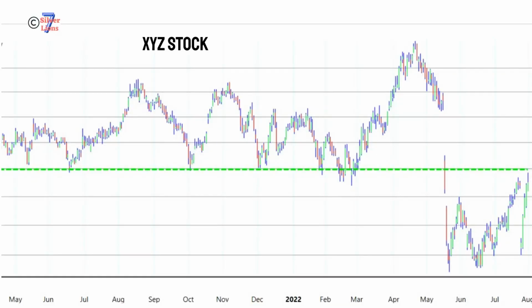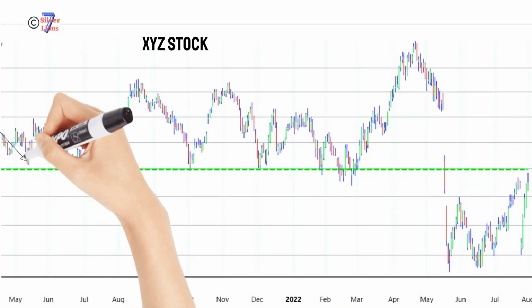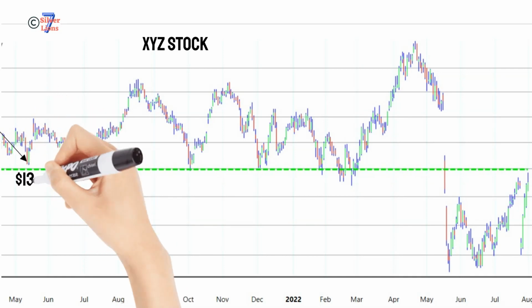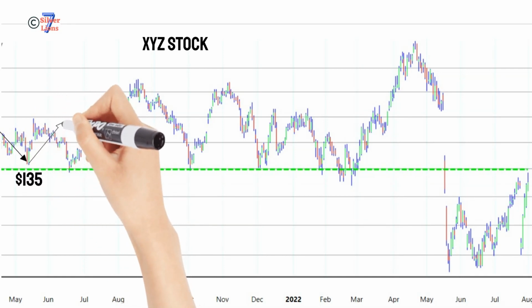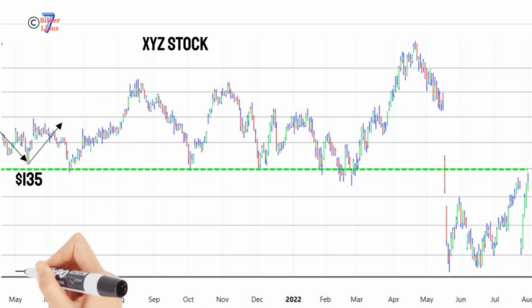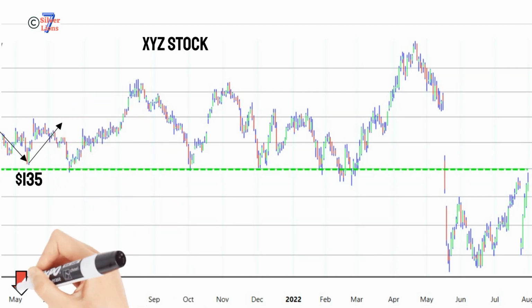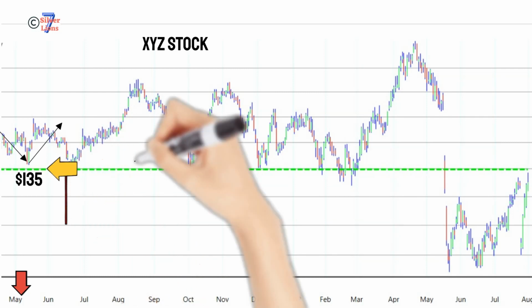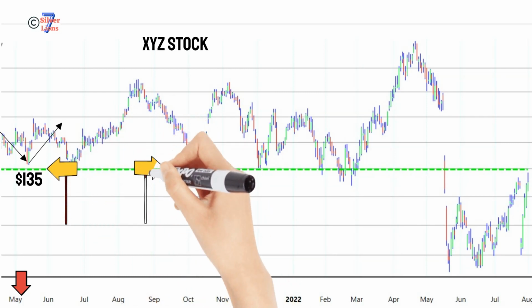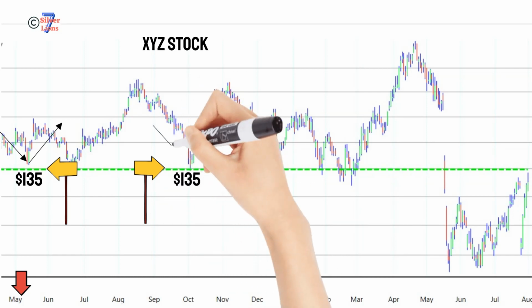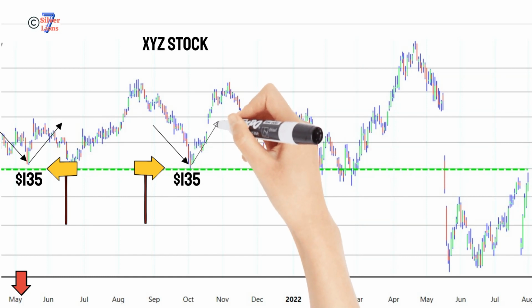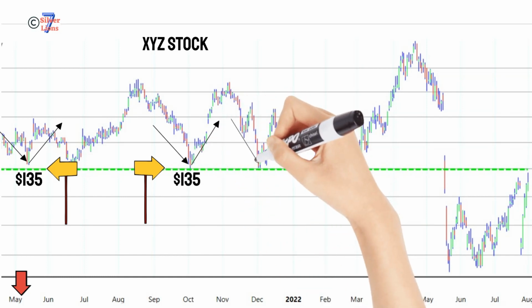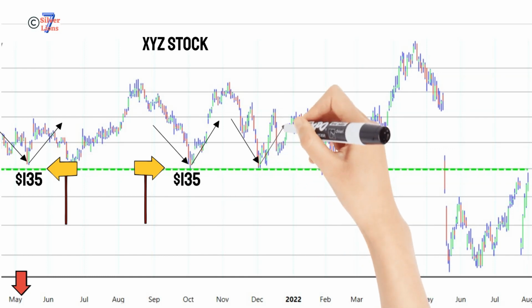In this example, you will see every time the price came down to the support level, which is around $135, the price bounced back. In May 2021, the price was $135, then it went up. Some people missed out on buying at $135, so they waited for the price to come down, and when the price got back to $135, they placed buy orders. That's its support level. Every time the price came down around $135, buyers took action.